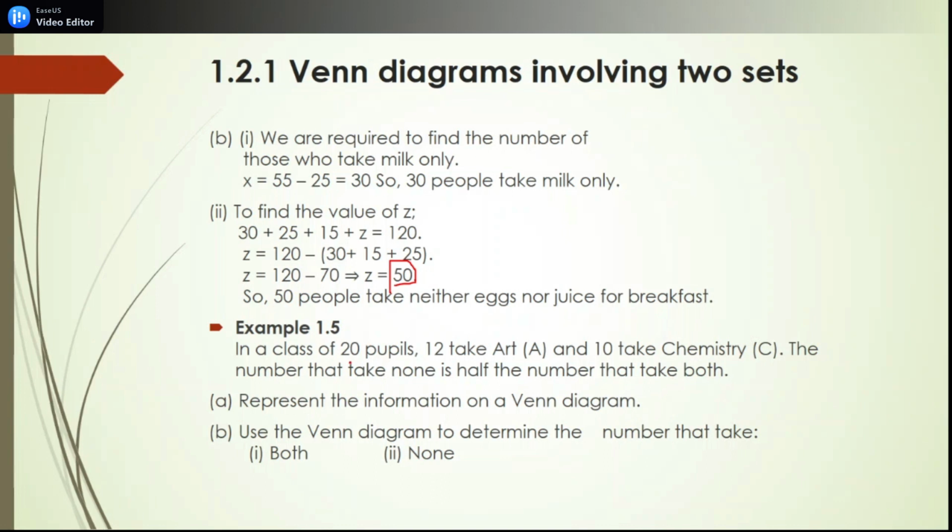In a class of 20 pupils, 12 take art, 10 take chemistry. The number that takes no one is half the number that takes both. Represent the information on a Venn diagram. Use the Venn diagram to determine the number that takes both and no one. So we have to consider those numbers. The number who takes both, we don't know the value.